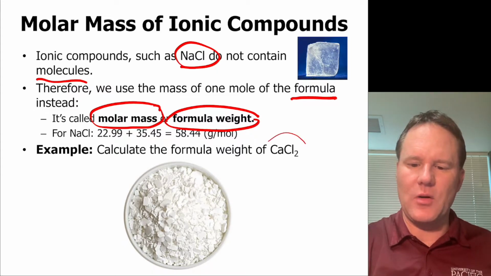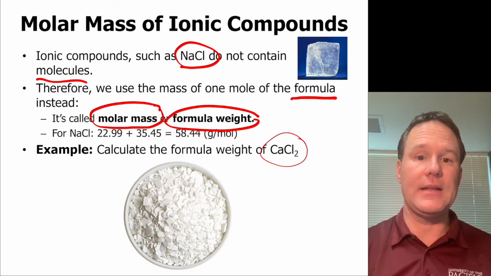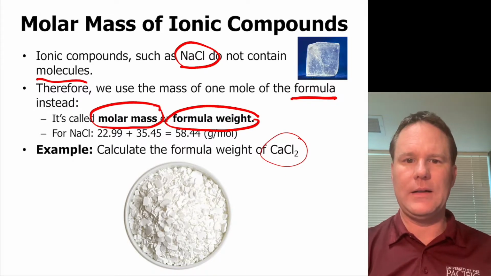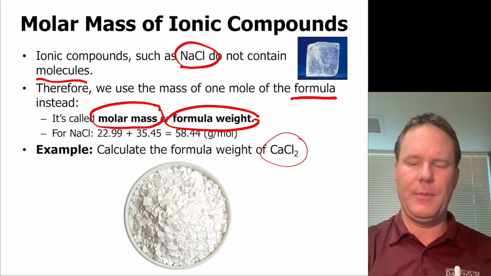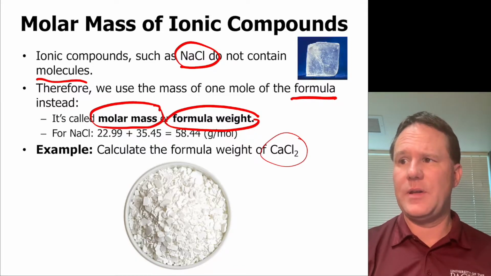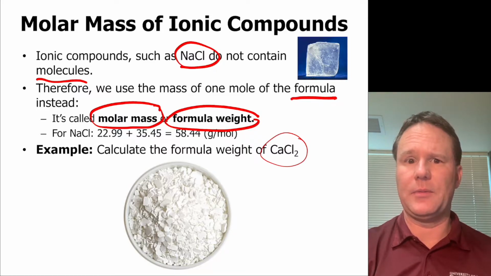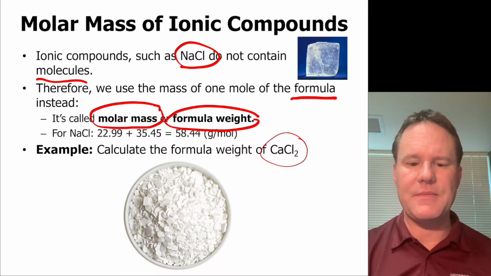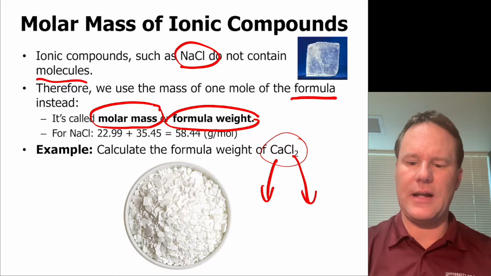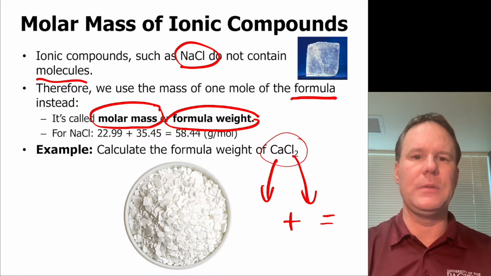So for example, calcium chloride here. Calcium chloride does not have molecules, right? It has calcium ions and chloride ions, and so one mole of this formula, which would be 1 calcium and 2 chlorides, would be taking the molar mass of calcium, which is 40 point something, and then adding twice the atomic weight of chlorine to it, which then would add up to about 111 grams per mole. So you take the one for calcium and twice the one for chlorine, add it up, and then that will give you the formula weight.